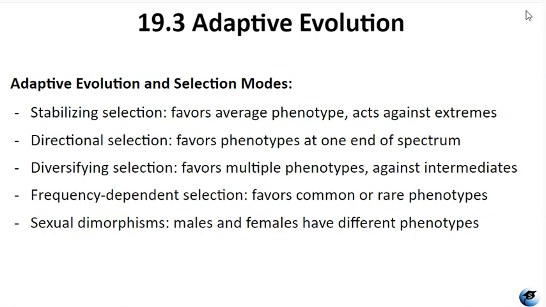Mice with lighter or darker fur will stand out and become more vulnerable to predation. Over time, the stabilizing selection will reduce the genetic variance within the population. Directional selection occurs when environmental changes favor phenotypes at one end of the existing variation spectrum.